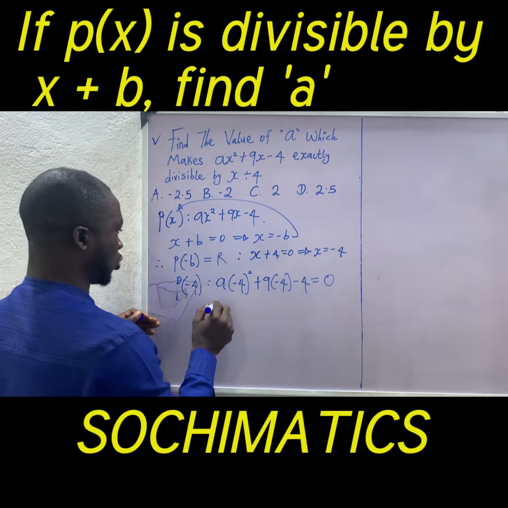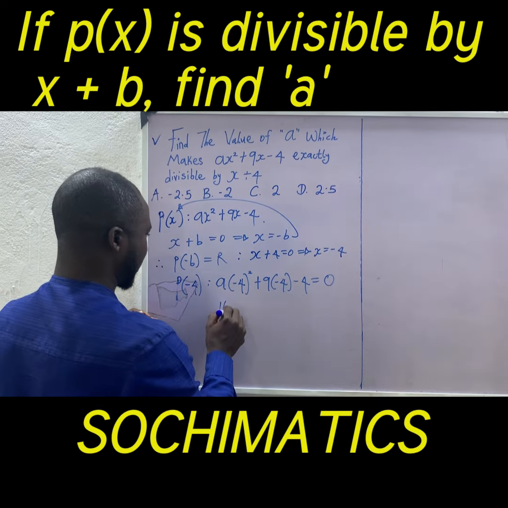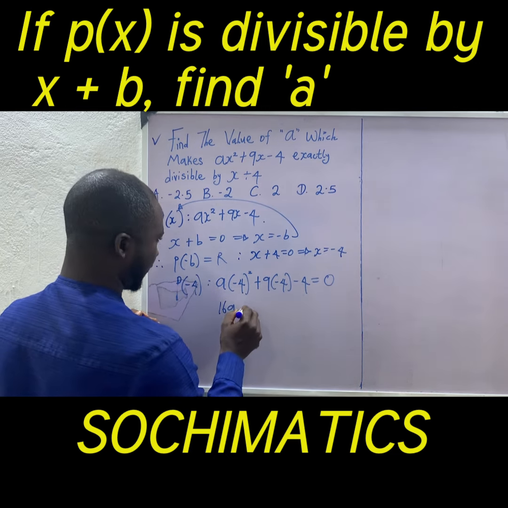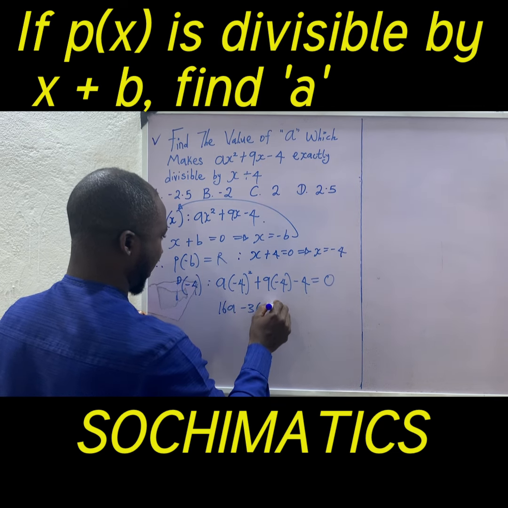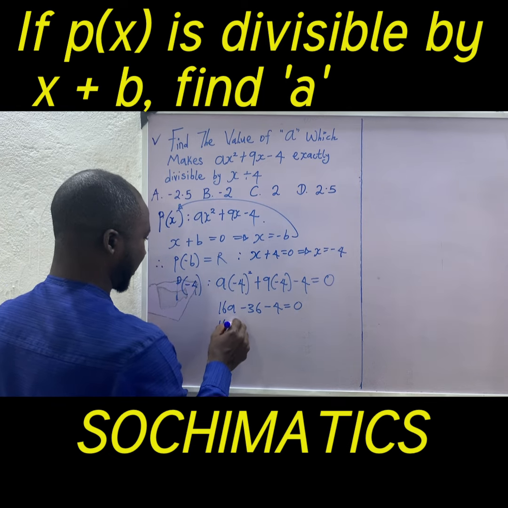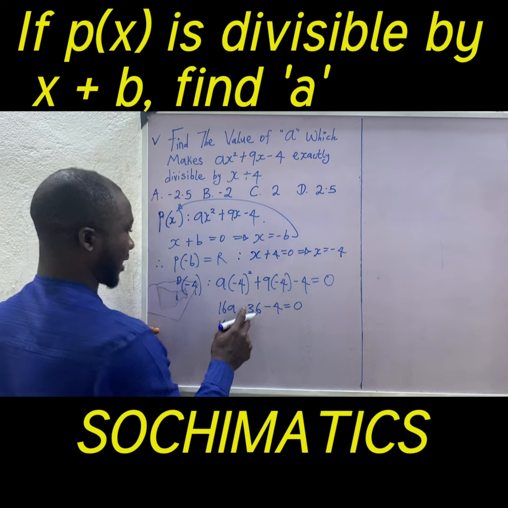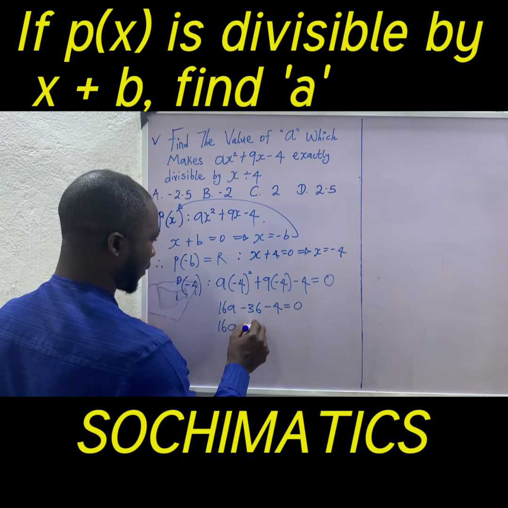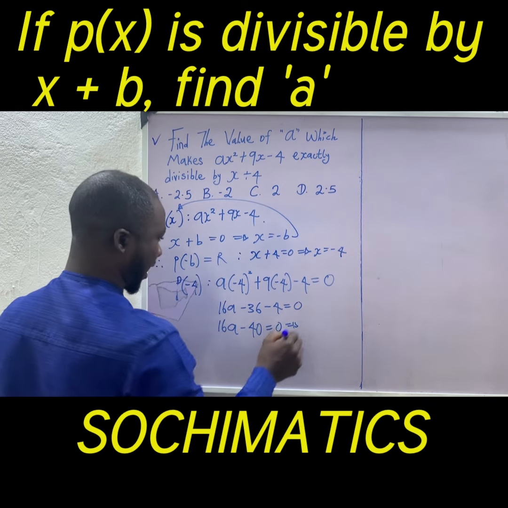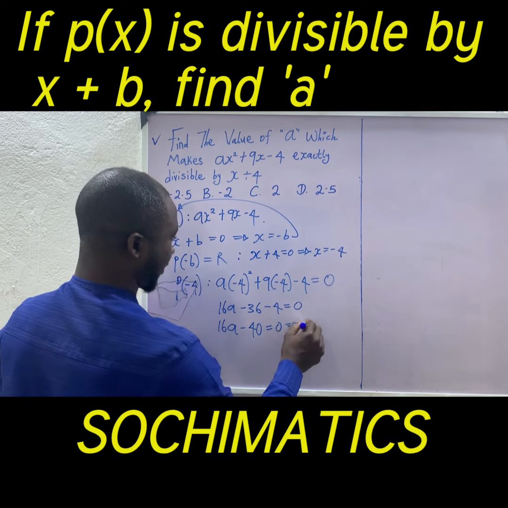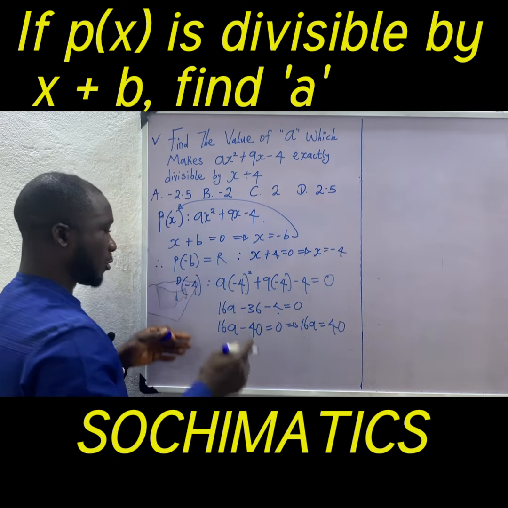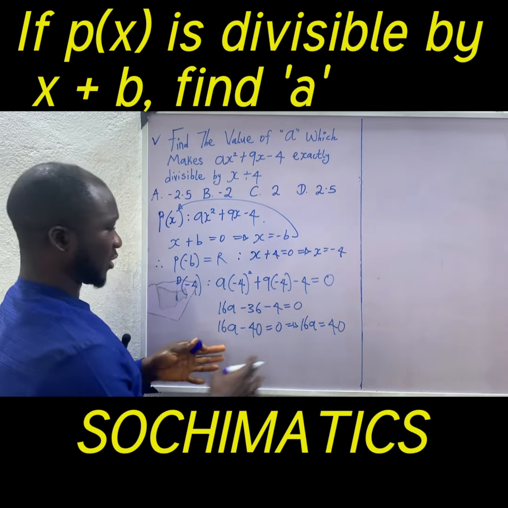Now, this reduces to minus 4 squared, 16a, then plus 9 times minus 4 will give us minus 36, minus 4. All this will give us 0. And we have that 16a minus 36 minus 4 will give us minus 40. All this will be 0. And this will then imply, on collection of like terms, that our 16a is exactly 40. That is when we must have added 40 to both sides of the equation.